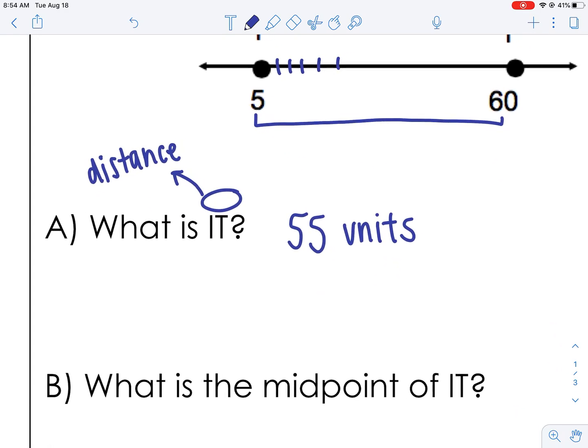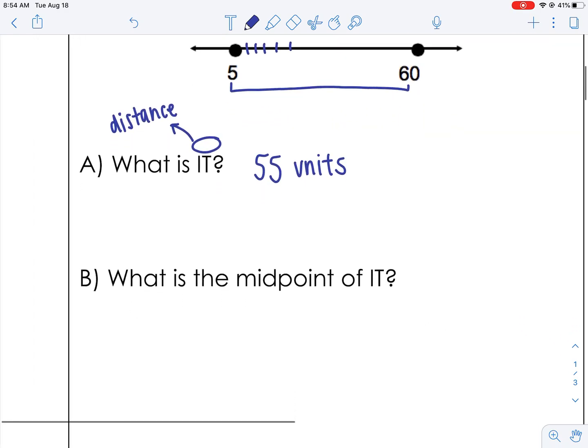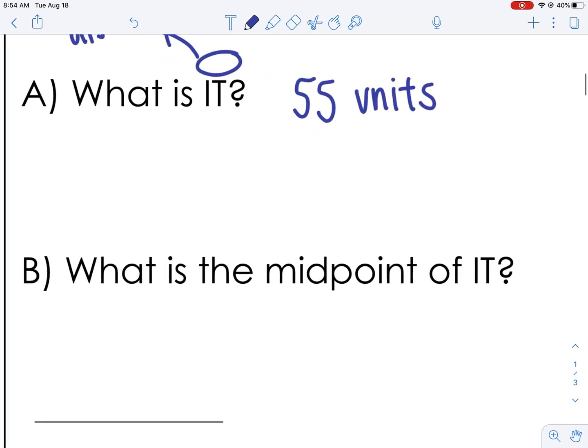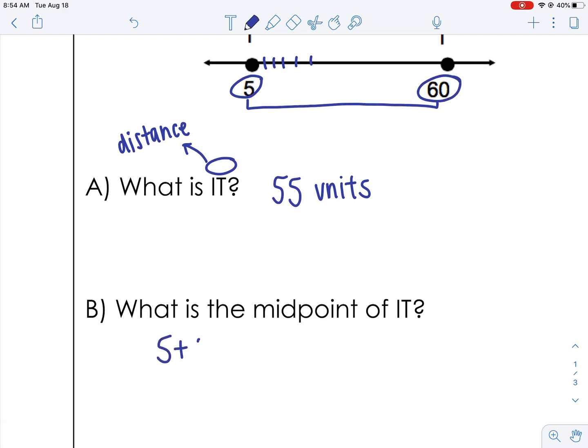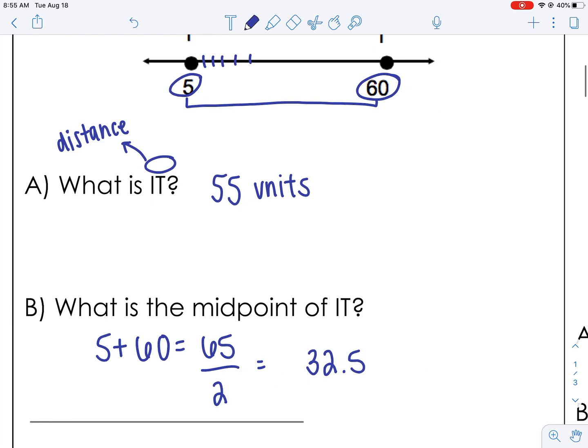So the question is, where is the midpoint of IT? The easiest way to find the midpoint is to just split it in half. Just think, where's the middle? So the easiest way to do that is if I take my start and my end, so 5 and 60, and I'm going to add them together. So 5 plus 60 means a total of 65. And now I'm going to split that in half. So 65 divided by 2 is 32.5. And that's my middle point, would be at 32.5.